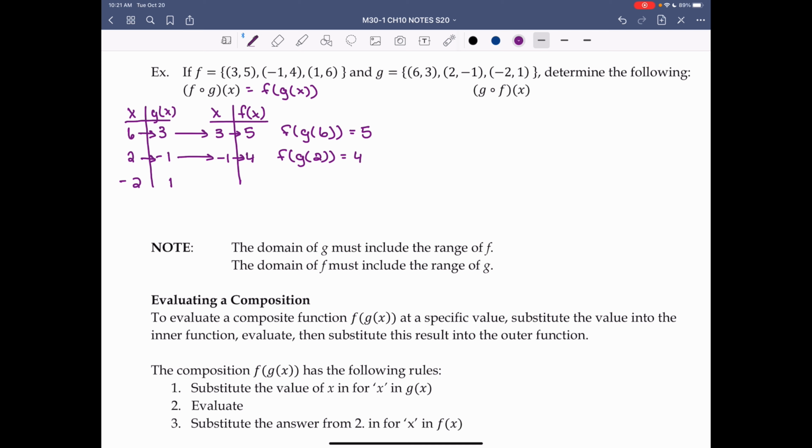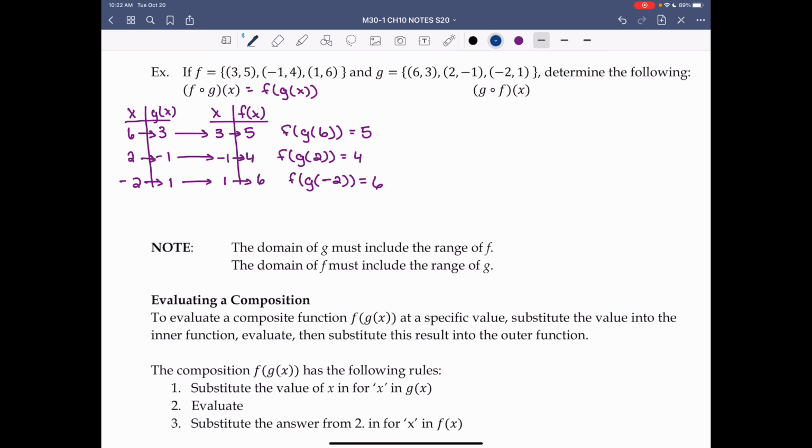Last point, if we put -2 into g of x, we get a 1. If we put 1 into f of x, what do we get out? (1, 6) is a point in f, so we get 6 out of f of x when we put a 1 in. This tells us that f of g of, what was the original input? It was -2 that we put into g of x. And what did we get out of f of x? We got a 6. So f of g of -2 equals 6.